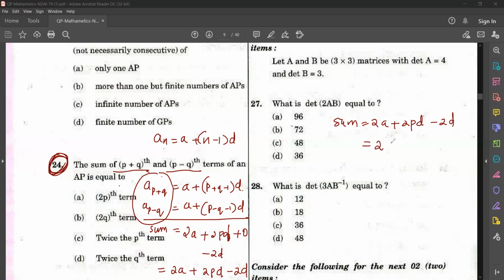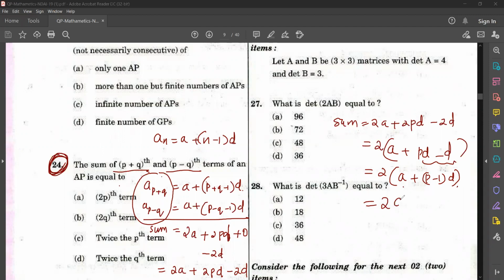So I am taking 2 common. 2 common means I'll get a plus pd minus d. So that I can write as 2 into a plus p minus 1 into d. If I take d out common from this, what is this? A plus p minus 1 into d. That means that is an is a plus n minus 1 into d.